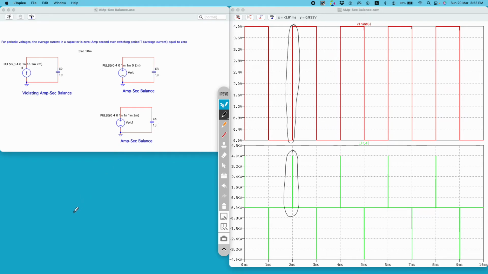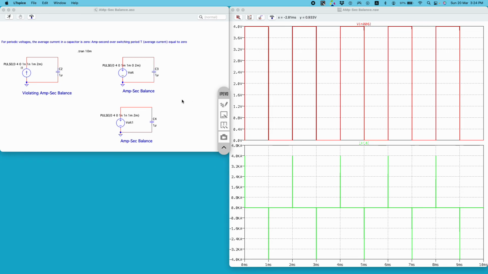So it's okay to have a ramp kind of waveform, it's okay to have a sinusoidal kind of waveform, slowly changing. This is also slowly changing, but it's not okay to have such a waveform. This is okay, this is okay, this is not okay, because it's changing almost instantaneously. So I hope you understood what amp second balance is and why it is important to maintain it.